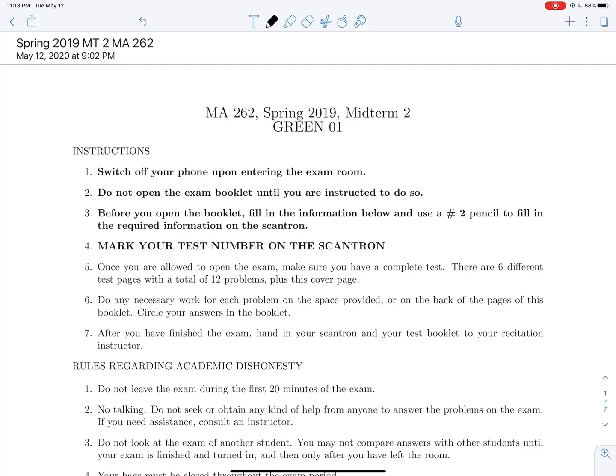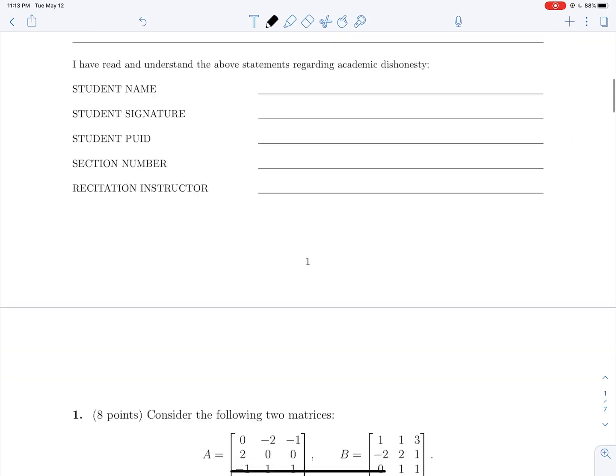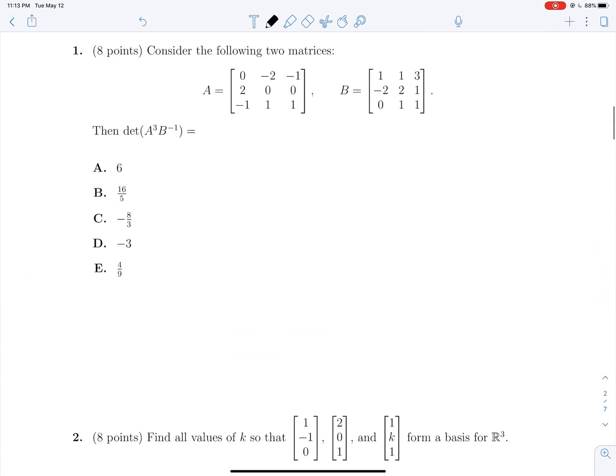Here is Spring 2019 Midterm 2 for MA 262. Question 1, we're considering the following two matrices and finding the determinant of A cubed times B inverse.